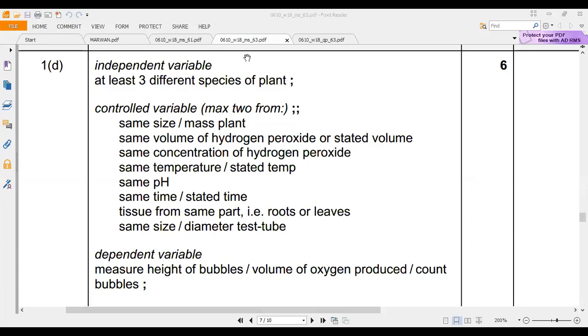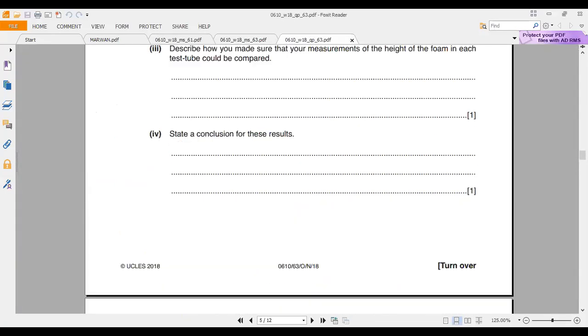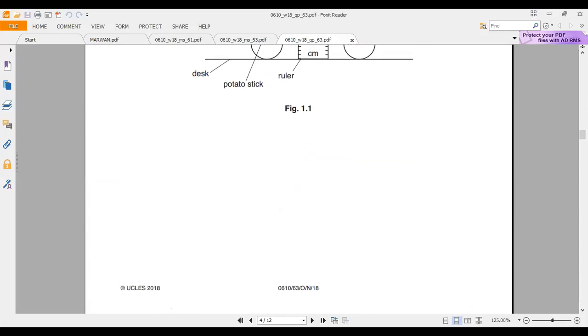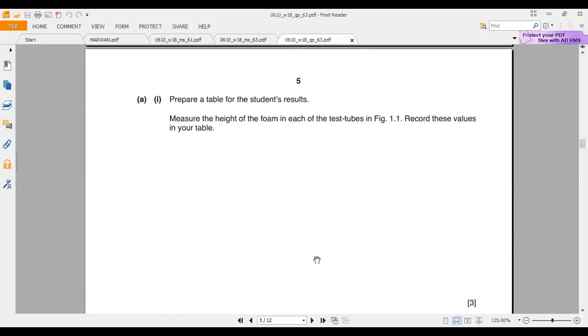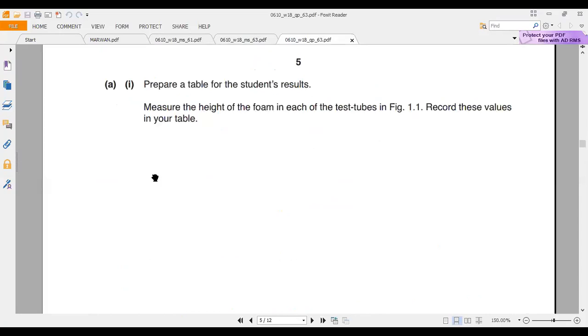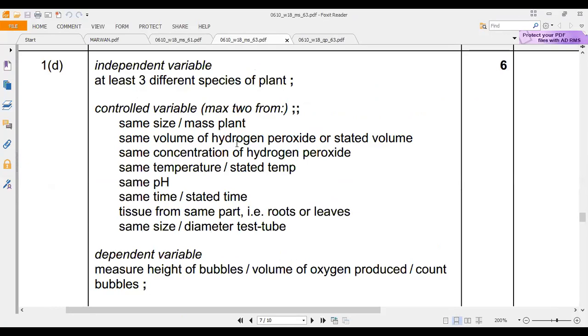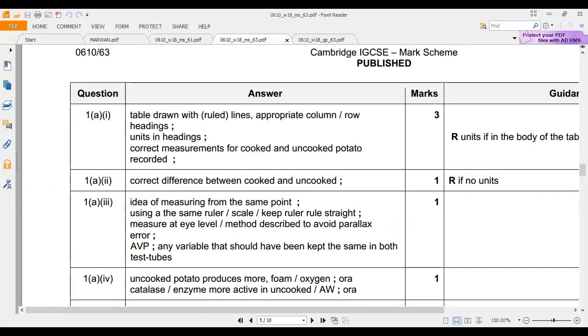If we go back to the same exam that we did together, here I think he asked you to make a table. Prepare a table for the student's results, and measure the height or whatever the question is. Let's talk about the criteria of the table and how you will be graded based on the Cambridge marking scheme or the examiner reports.